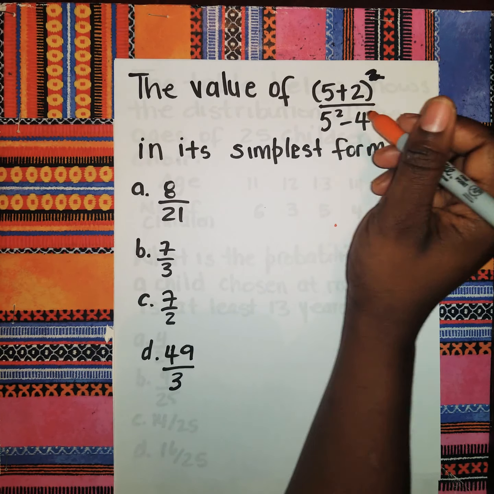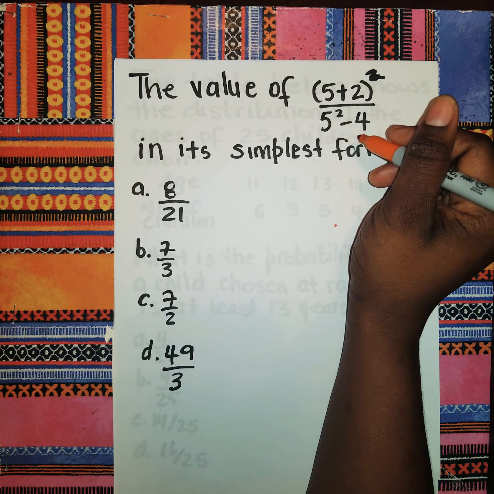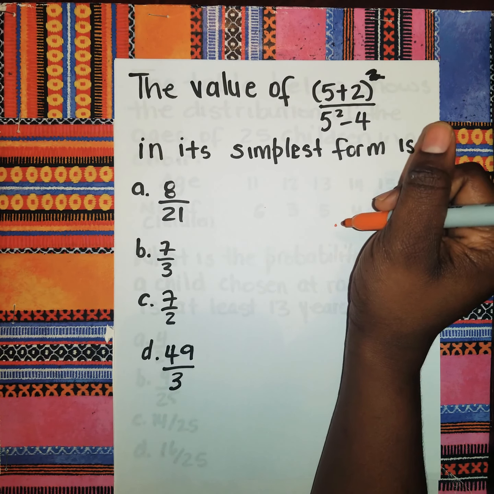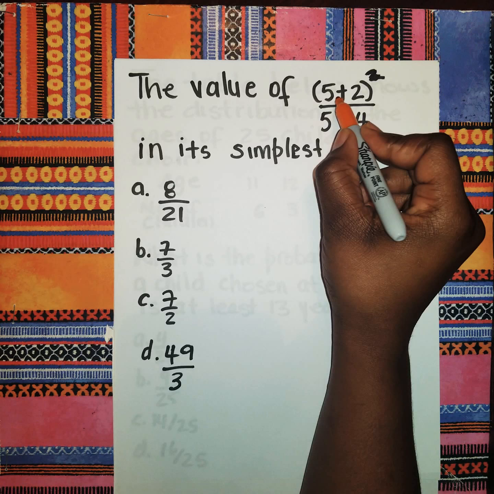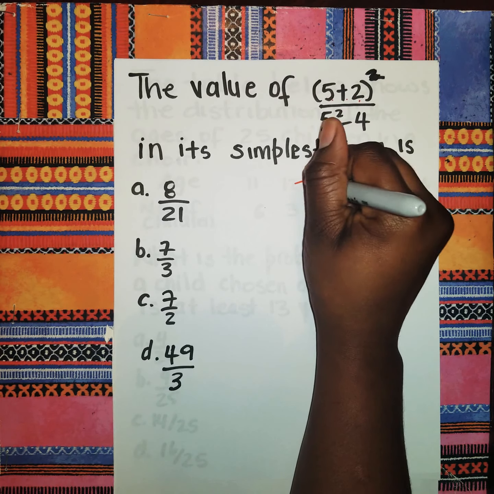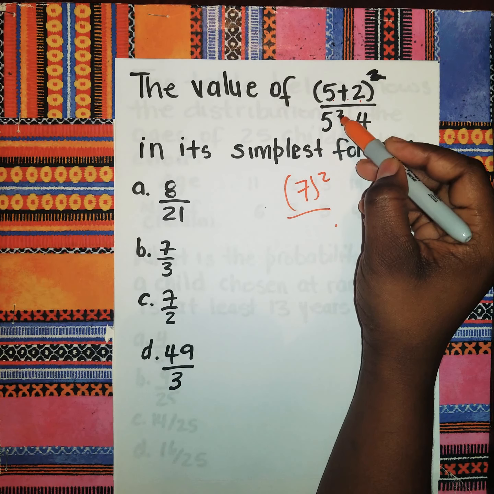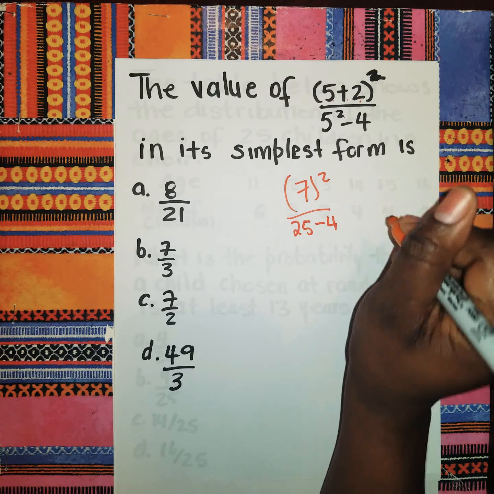All right, so what we do first, guys, is basically, if you do BODMAS, BIDMAS, PEMDAS, whatever the teachers teach you, you always do the bracket first, then you move on to the other operations. So right here, we have to simplify the bracket first. So 5 plus 2 is 7. And so 7 squared divided by, so here we have an exponent. So 5 squared is 25 minus 4.